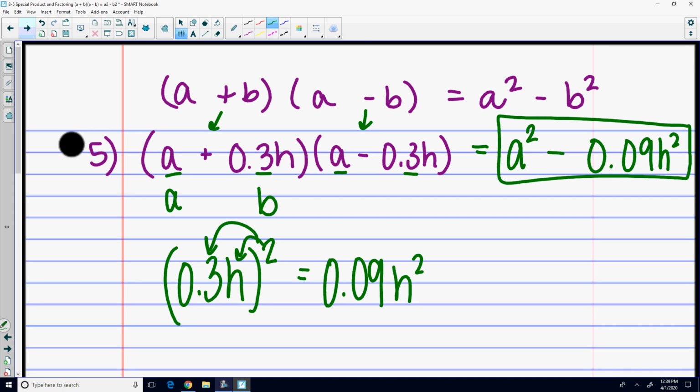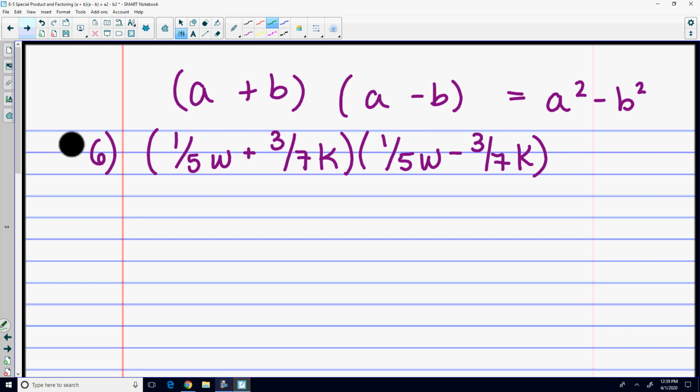All right, last problem. I have fractions. No biggie, we can do this. So I double check: it's addition, it's subtraction. I've got 1/5 W both places and 3/7 K both places. Perfect. So let's go ahead and do the work.